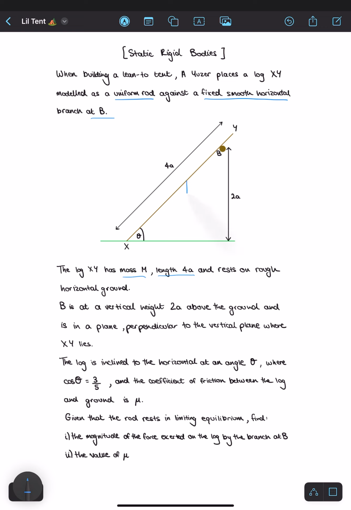So let's annotate the weight over here, which would be mg. Since the length is 4A, it would have a distance of 2A on either side. B is at a vertical height 2A above the ground and in a plane perpendicular to the vertical plane where XY lies. This just means that branch B is sticking outwards. The log is inclined to the horizontal at an angle theta, where cos theta equals 3 over 5.